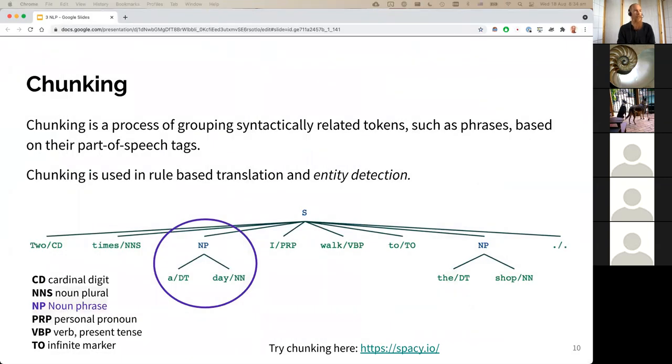Try putting in some other text and see what your results are. Maybe you can give us in the chat a couple of noun phrases from some random text that you put in.